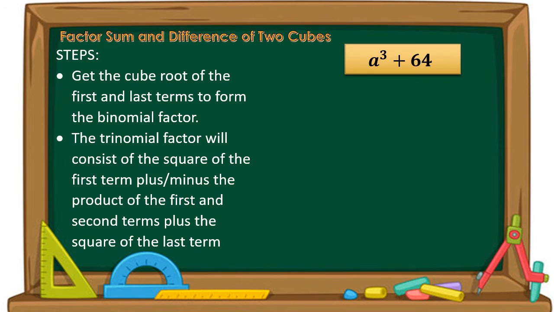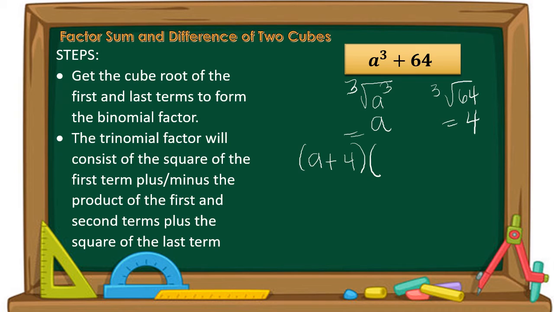Next, the next example, which is a cubed plus 64. So again, get the cube root of the first term. So cube root of a cubed is equal to a, cube root of 64 is equal to 4. So from there, combine these two. So we have a plus 4.